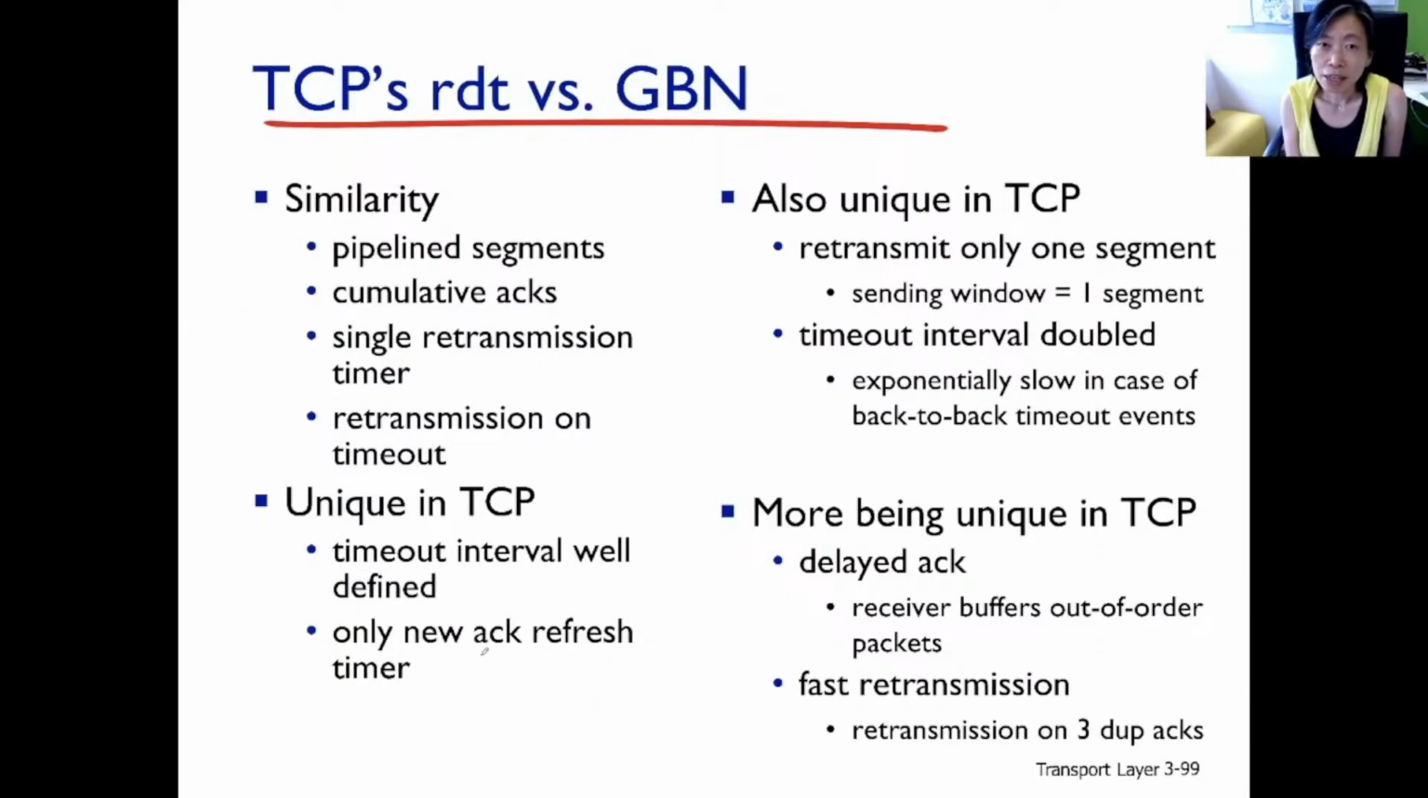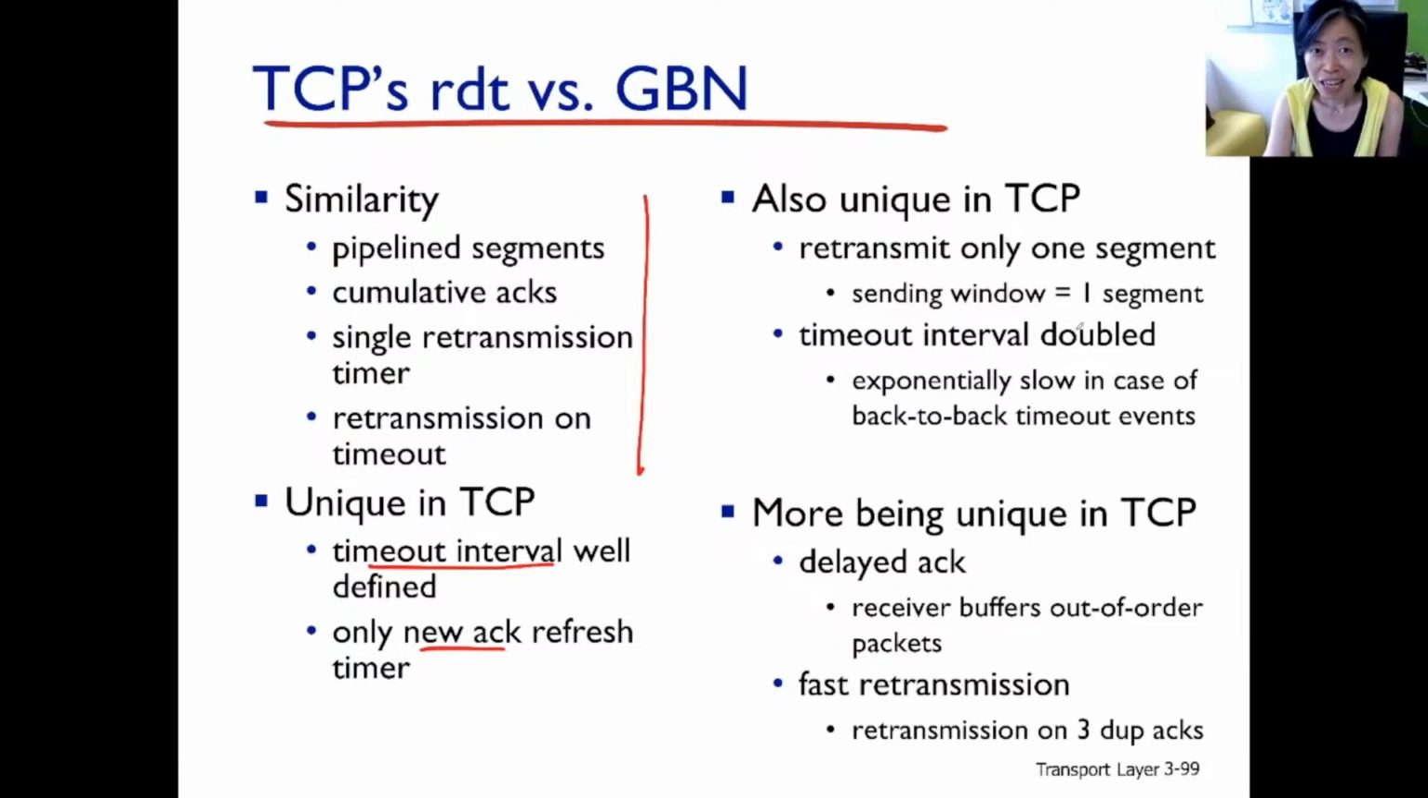This is the last slide to summarize TCP's RDT. TCP's RDT is essentially go-back-N, so the base is go-back-N. But TCP being something that we actually need to implement and see running, defines very clearly the equation to derive the timeout interval. TCP is also a little bit more performance conscious, so the timer will only get refreshed when there is a new ACK. When there's a duplicate ACK, the timer does not get refreshed, unlike in go-back-N.